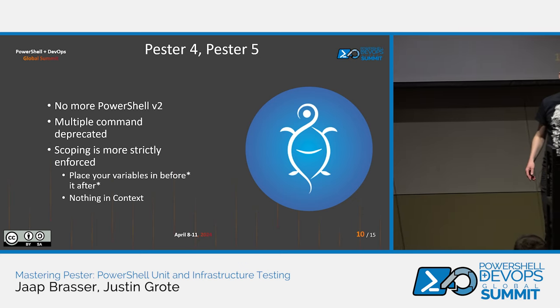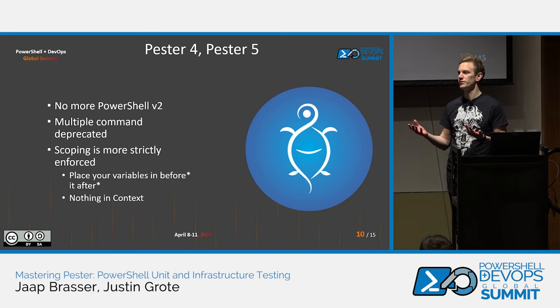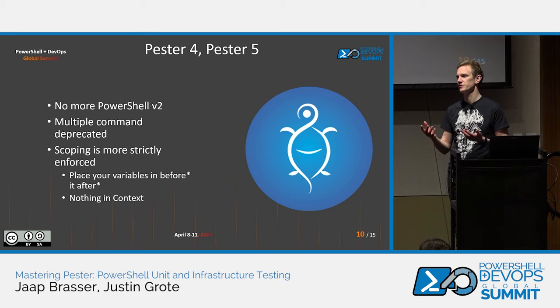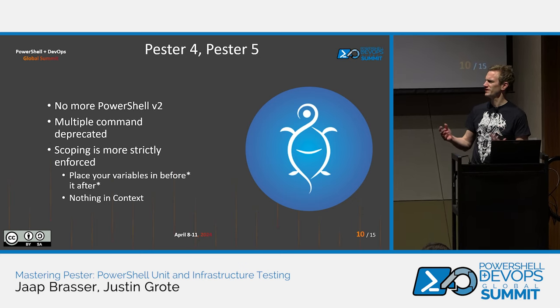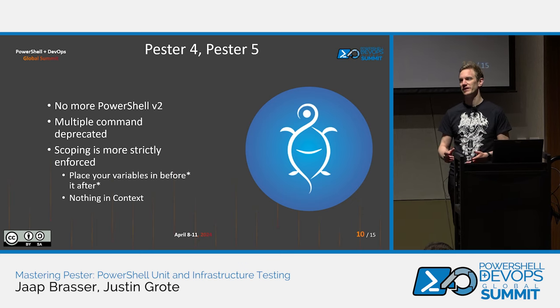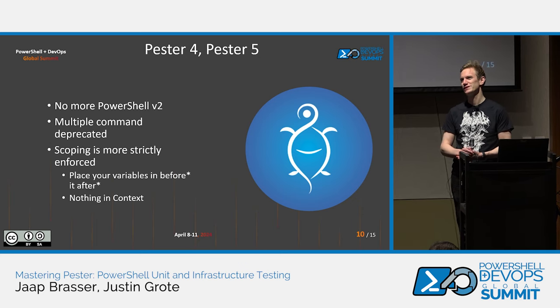The one thing that's not on the slide, but that's important to note, is that whenever you use the Pester that's installed with Windows, that's going to be Pester version 3.3, I think. Yeah. So definitely upgrade that. If not to 5, at least to 4.